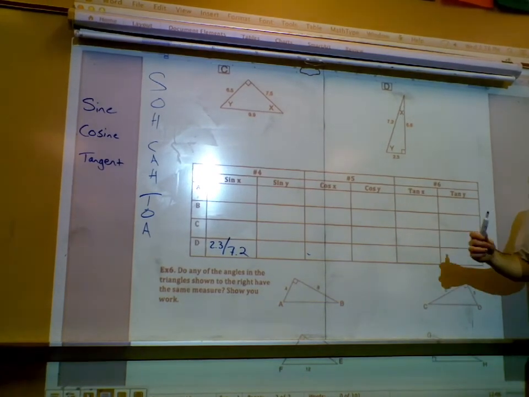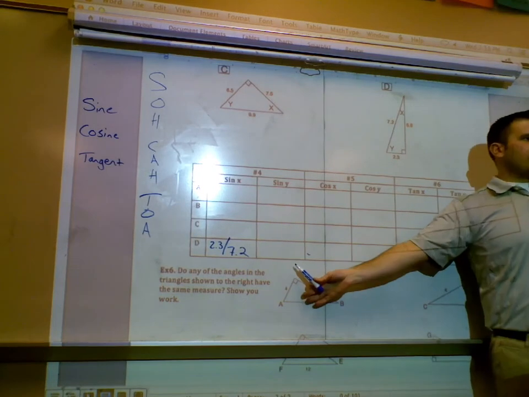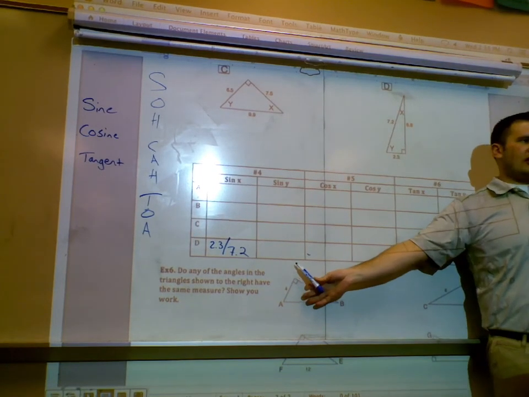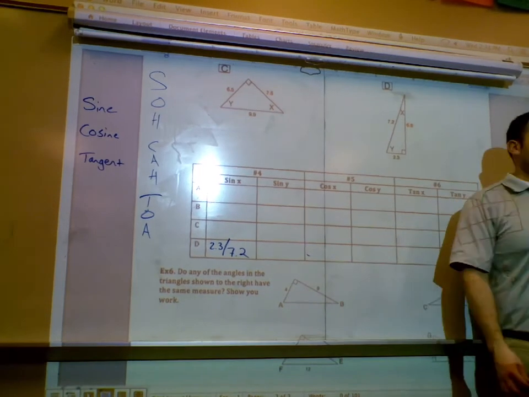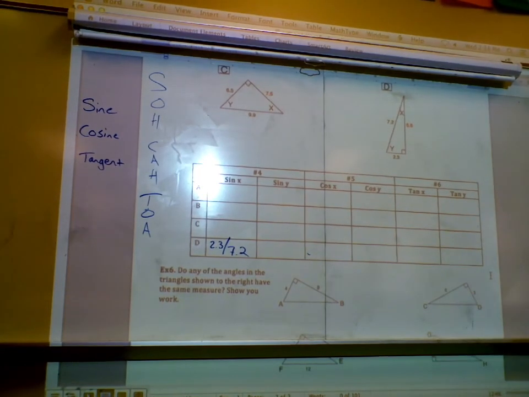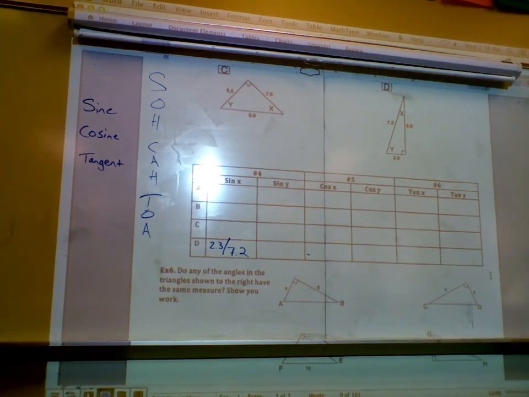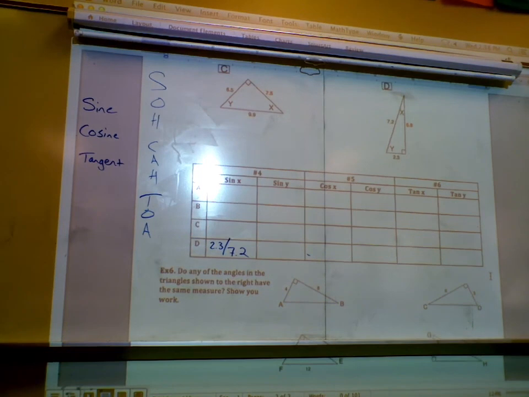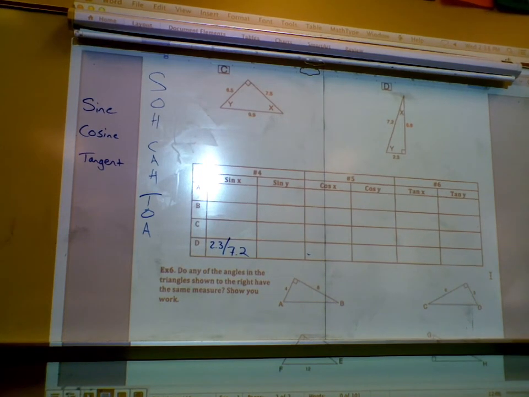Alright. Try sine Y real quick on your own. Jasmine. Stop talking to Alexis. Try sine Y. Here's Y. Opposite over hypotenuse.